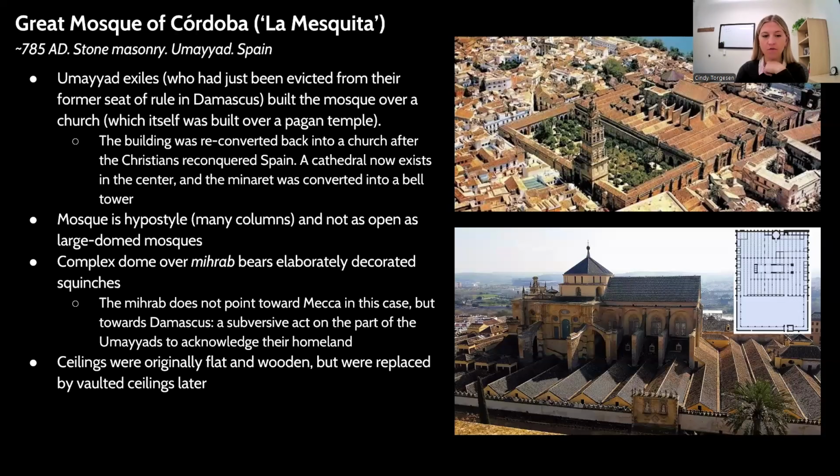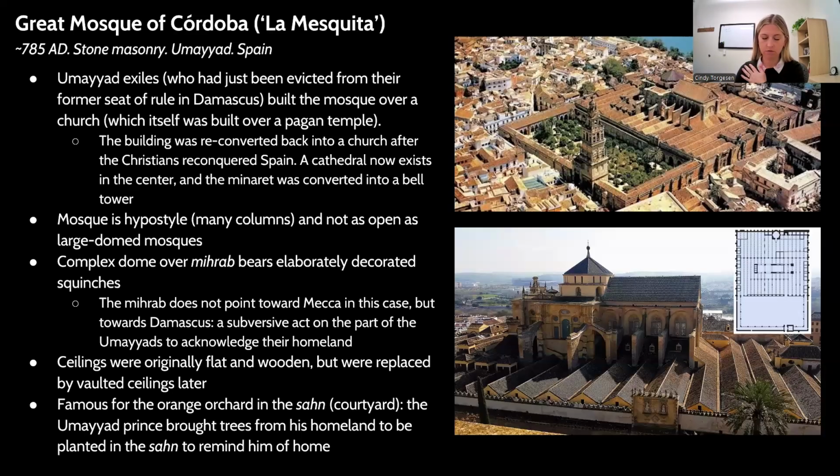I mentioned that the mihrab faces towards Damascus. The ceilings were originally flat and wooden, but now they've been vaulted, so we don't have to concern ourselves with that. If we had time, we could talk more specifically about that.